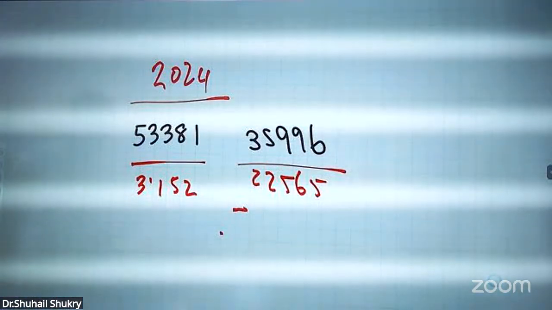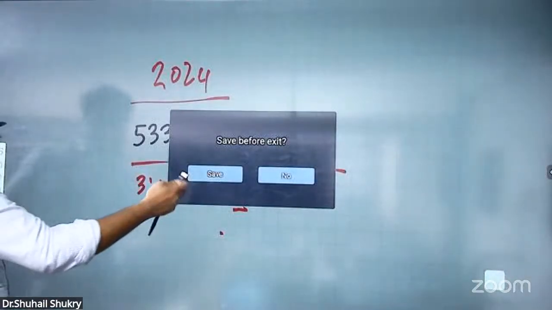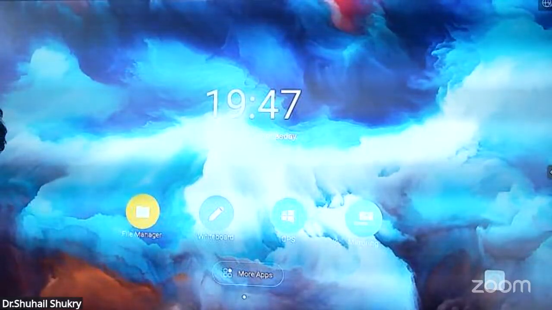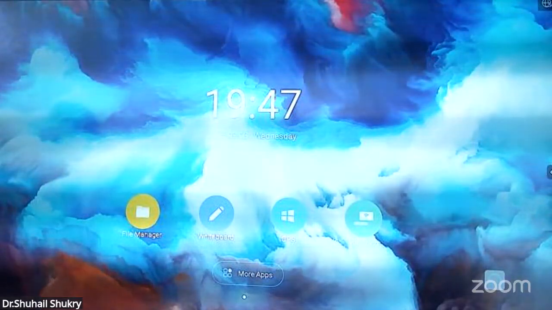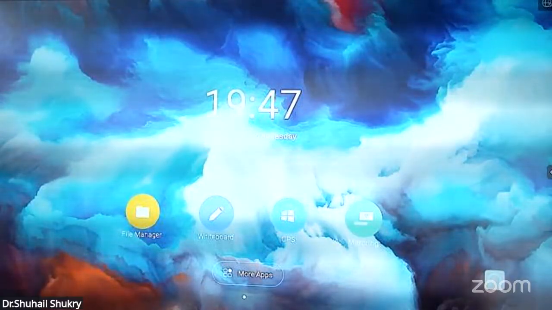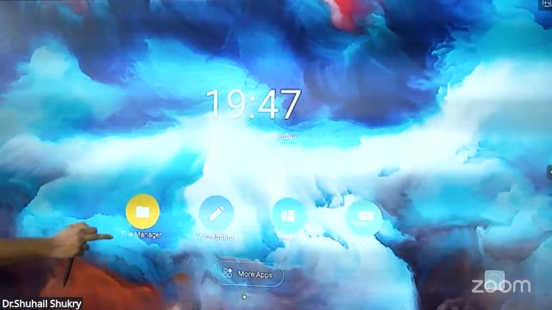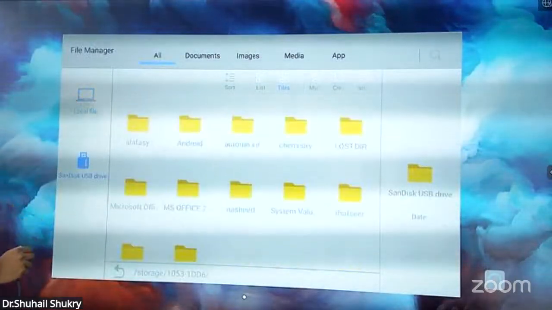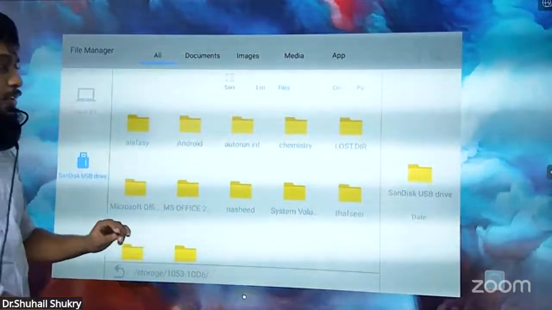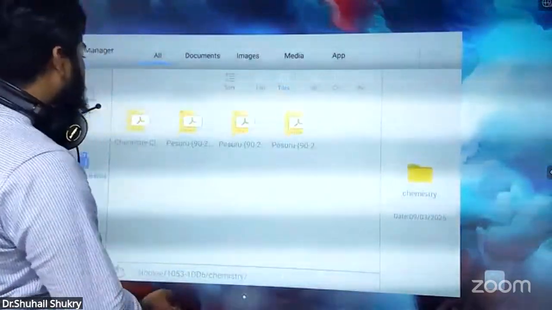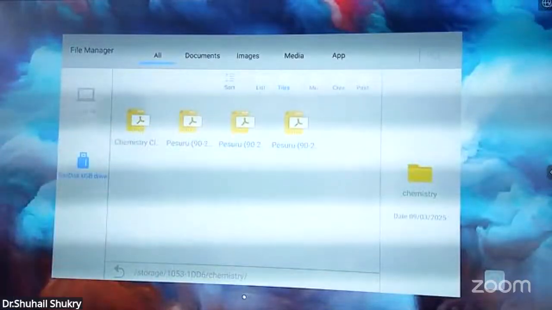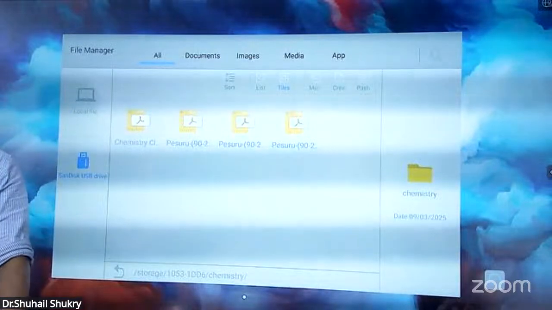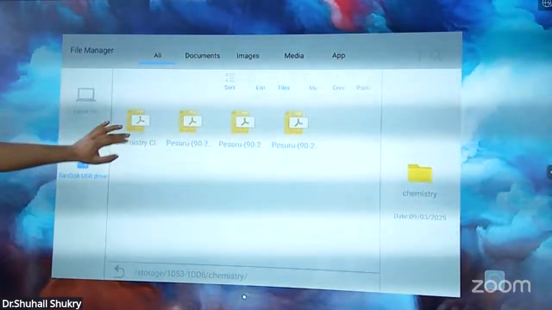We'll see. I'll exit these things and put in the USB. If I put the USB here, from where can I read this? File manager. This is my drive, no? And in this, I can choose chemistry. These are all Pesru books. From all these 4 PDFs, the entire chemistry syllabus is there. Classified questions. So I'll select this now.